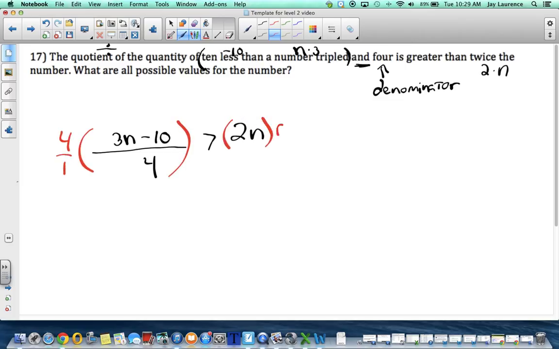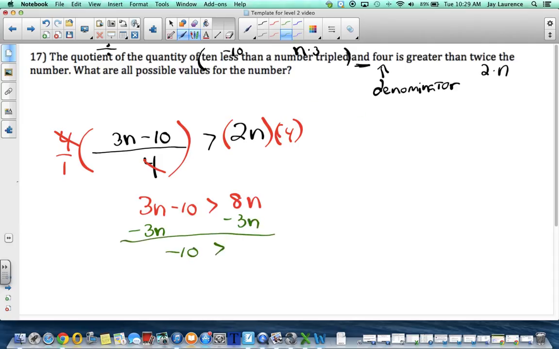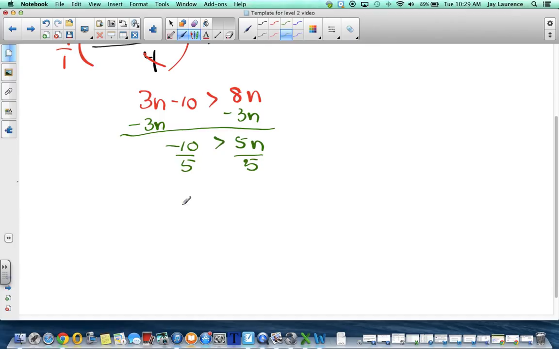Going to multiply by 4 here. And so 3n minus 10 is greater than 8n. I don't like having variables on both sides. I'm going to subtract 3n from both sides. Negative 10 is going to be greater than 5n. Divide by 5. Divide by 5. Will the inequality flip here? Hopefully you're saying no, because I did not divide by a negative. I divided into a negative, but not by a negative.